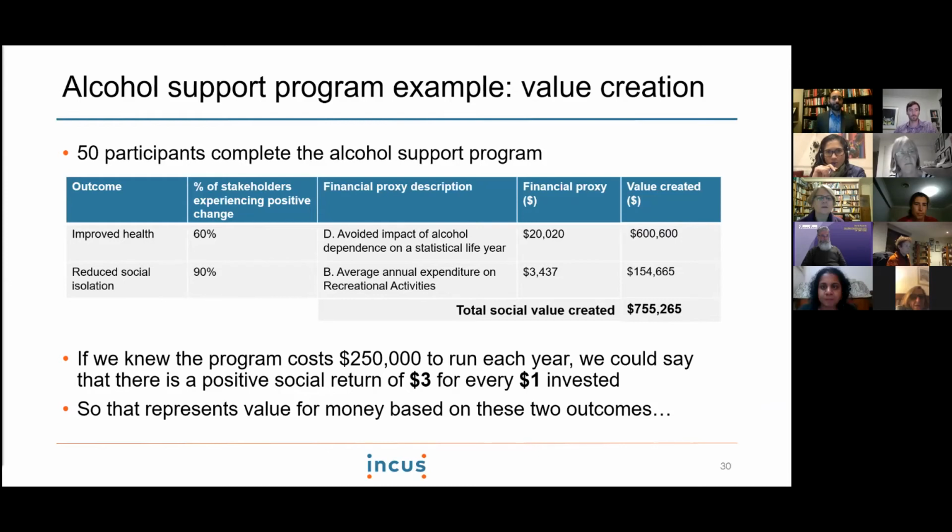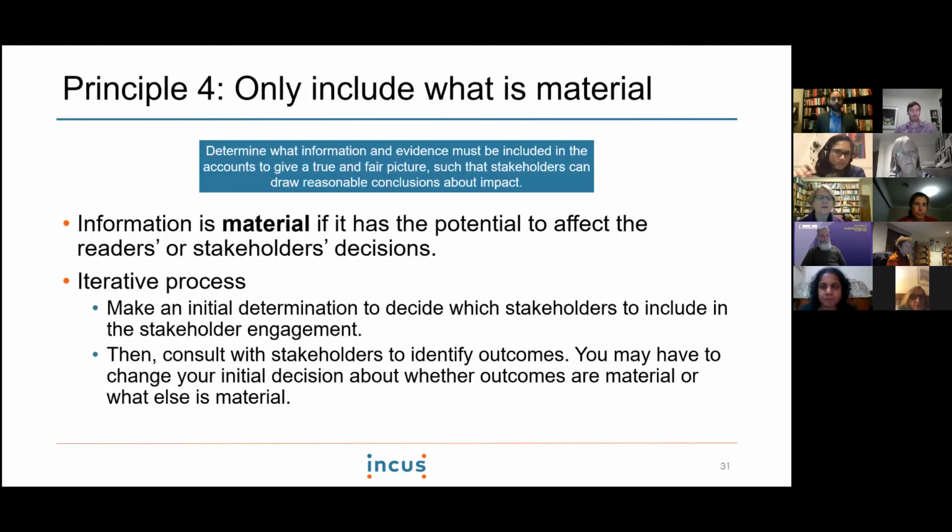So we have to think about the scope of our analysis, and that's where principle 4 comes in. Principle 4 is the concept of materiality. So determining what information and evidence must be included in the accounts to give a true and fair picture, such that stakeholders can draw reasonable conclusions about impact. Now, materiality is a concept borrowed from financial accounting.